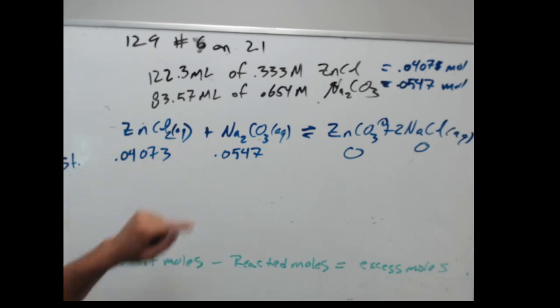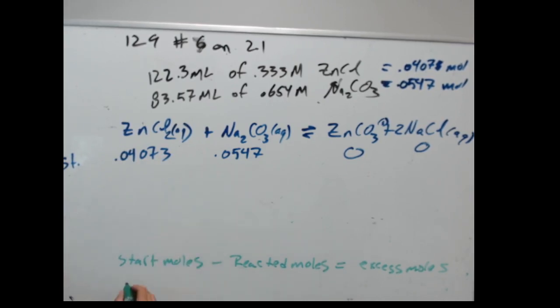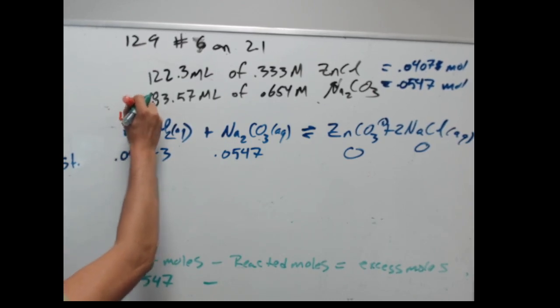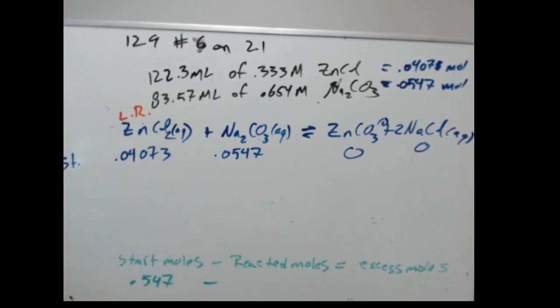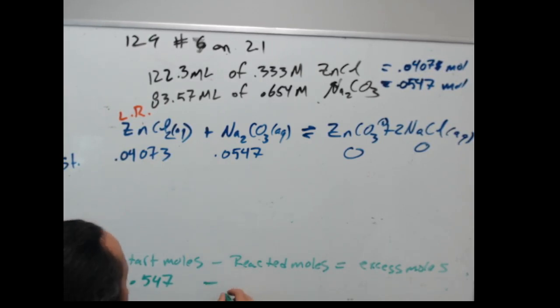So my starting moles, if I'm doing my sodium carbonate, that's going to be 0.0547. My reacted moles is going to be my limiting reactant. I just did by inspection, I could tell this was limiting reactant because it's a 1-to-1 ratio, and so the smaller number is limiting. So I'm going to do minus, let me do units as well.